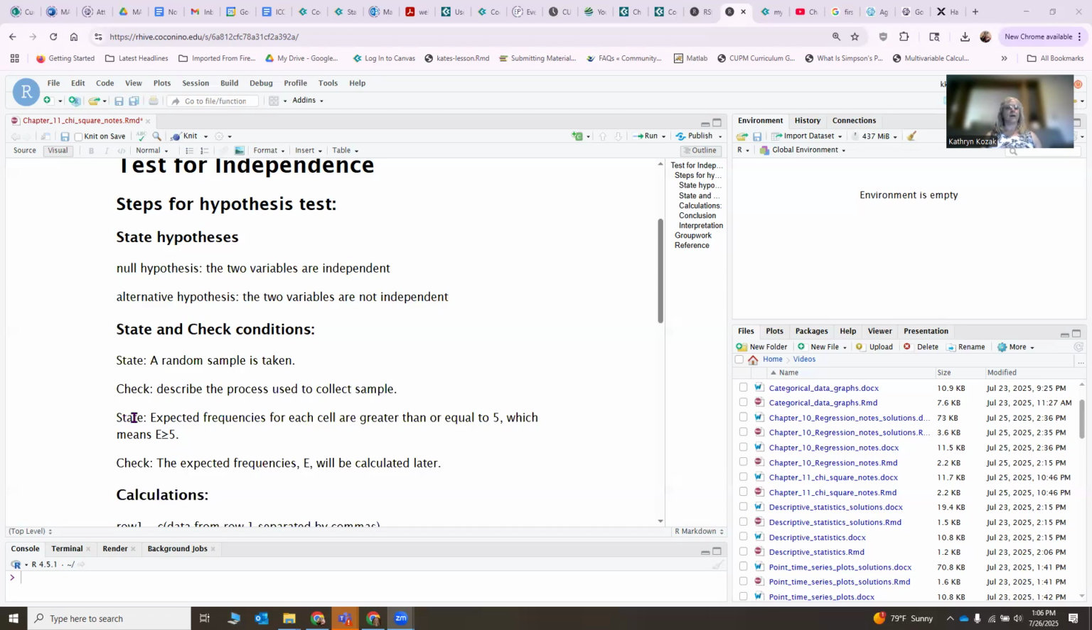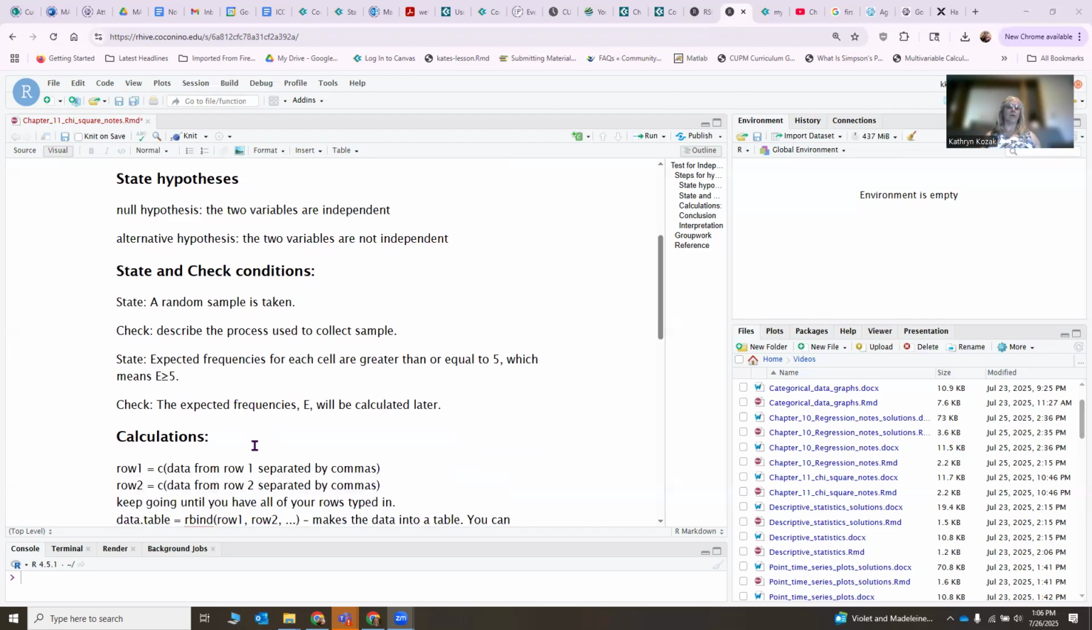The other condition is that your expected frequencies for each cell are greater than or equal to 5. I'm going to show you how we calculate those expected frequencies a little bit later, but you want to see them be bigger than 5. The expected frequencies are what you expect to happen if these events are independent. We're going to see an example that shows how that works.